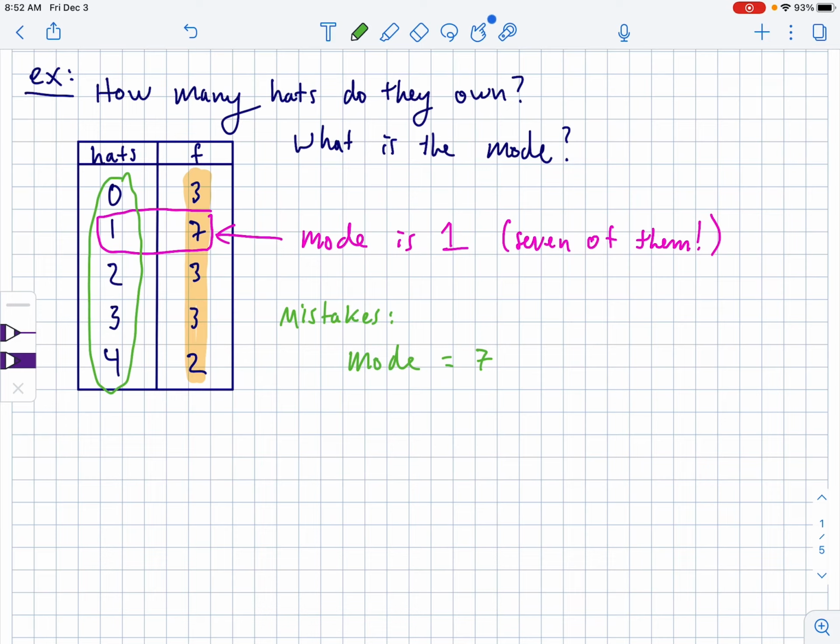The other thing that people might say is that the mode is 3. This is also wrong, but I see why they're saying that, because they see four different 3s in the table, but that's not what a frequency table is. The data is just 0, 1, 2, 3, 4, and then the frequency is how many of each of those types there are.